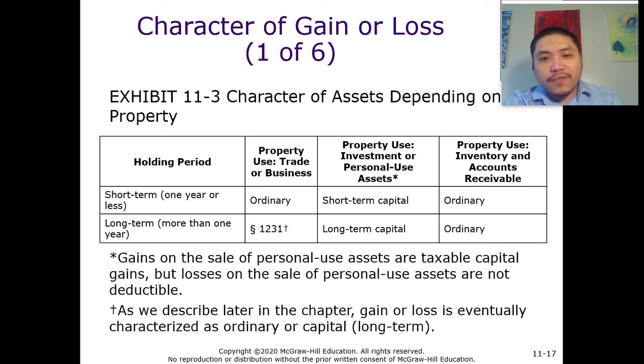What about investment or personal use assets? If it is a short-term holding period, if the taxpayer holds this property for less than 1 year, then the gain or loss is going to be treated as a short-term capital gain or loss. If the holding period is more than 1 year, then the taxpayer can treat the gain or loss as long-term capital. And if the property is inventory or accounts receivable, it doesn't matter what the holding period is. All the gain or loss can be treated as ordinary gain or loss.